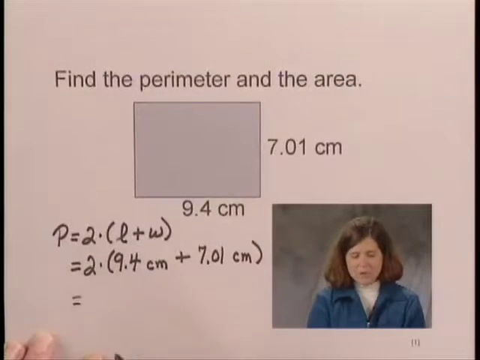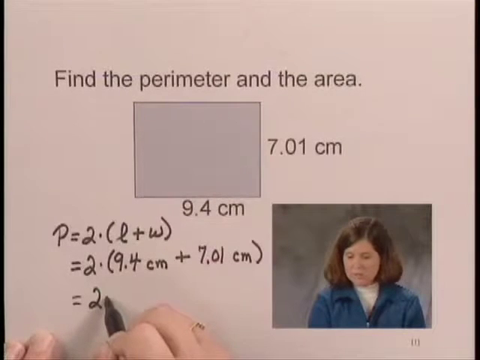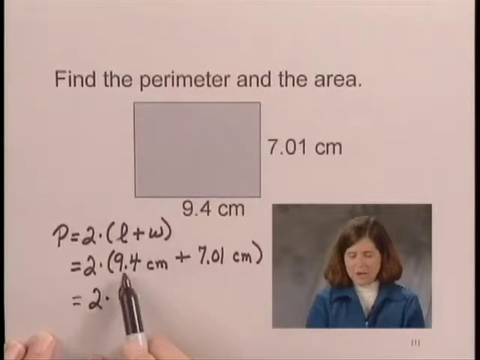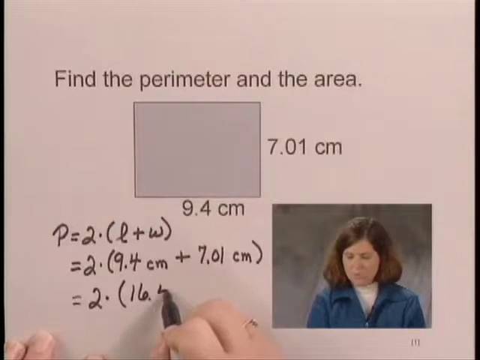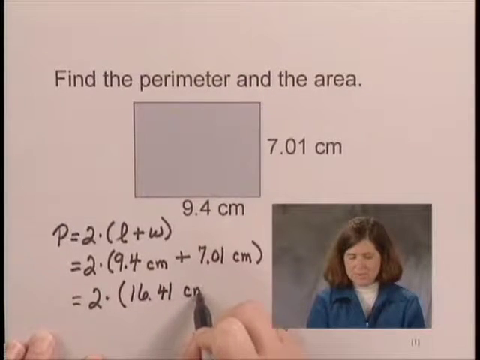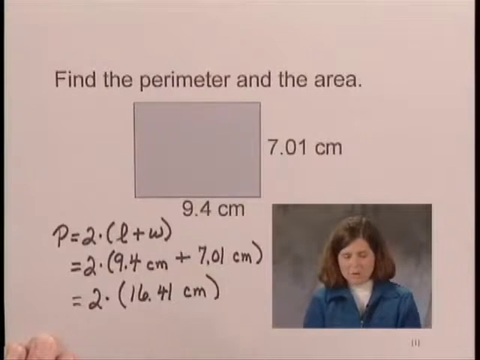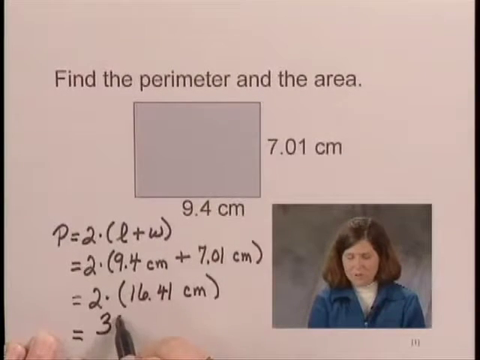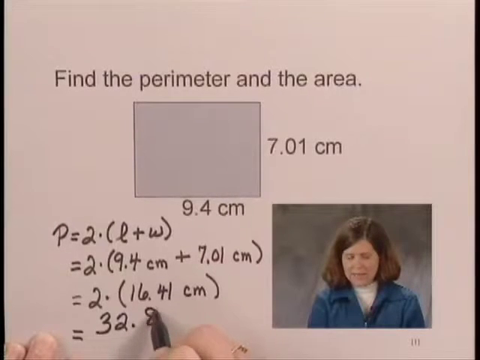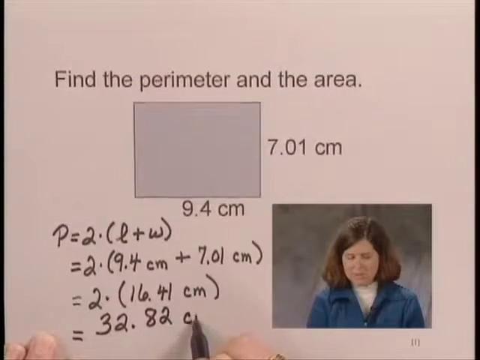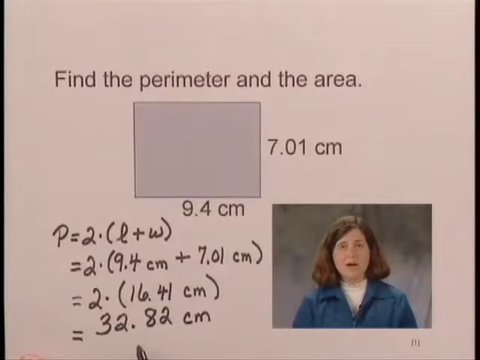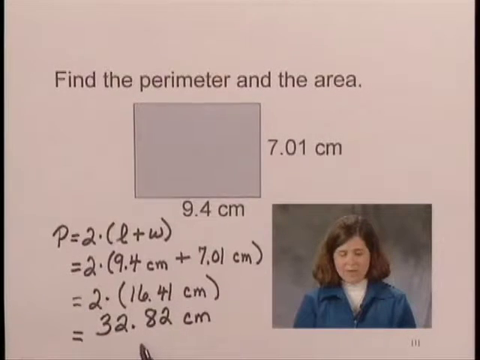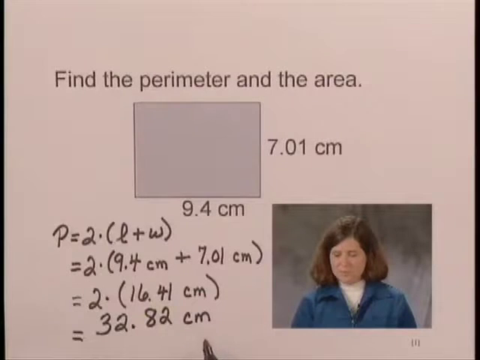And adding inside the parentheses, we have 2 times, adding 9.4 and 7.01, we have 16.41 centimeters. And multiplying 2 times 16.41, we have 32.82 centimeters. This is P, or the perimeter of the rectangle. And notice the units are centimeters.